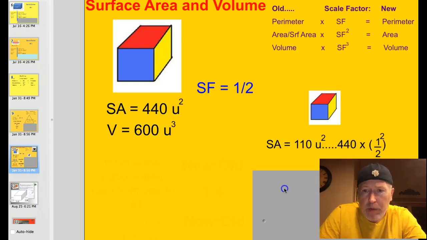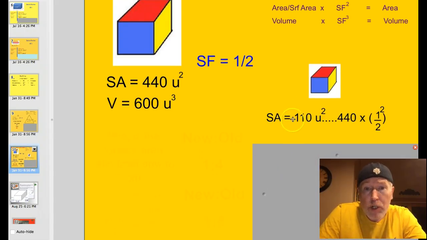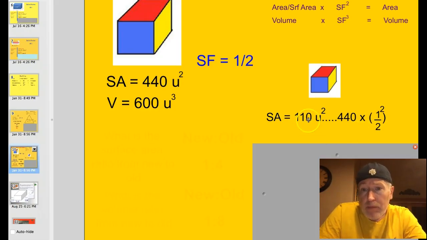Where are my figures? Here we go. Got to slide them down. So the surface area of the old one was 440 units times 1/2, the scale factor squared. Well, that comes out to be 110 units squared. All right, how'd you do?